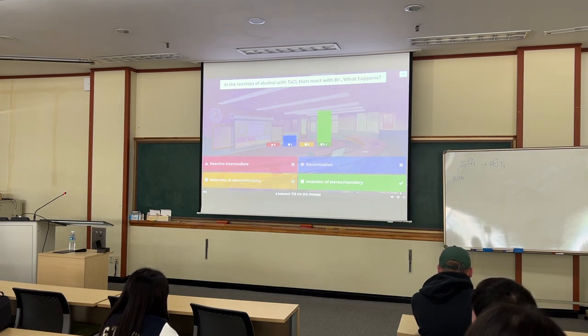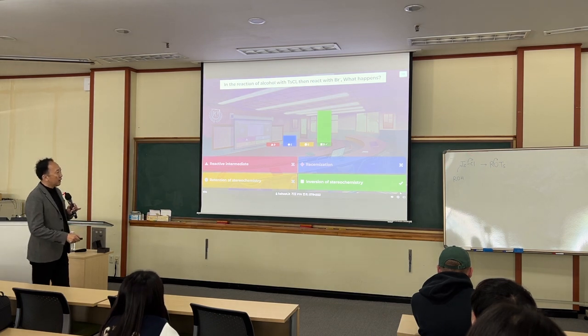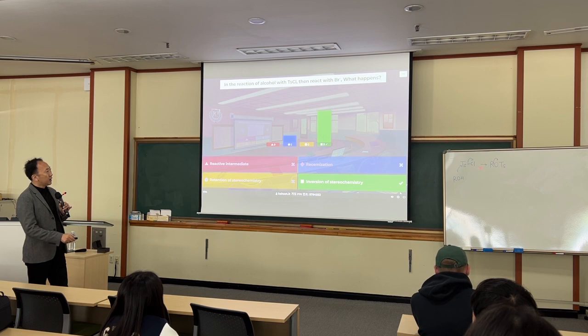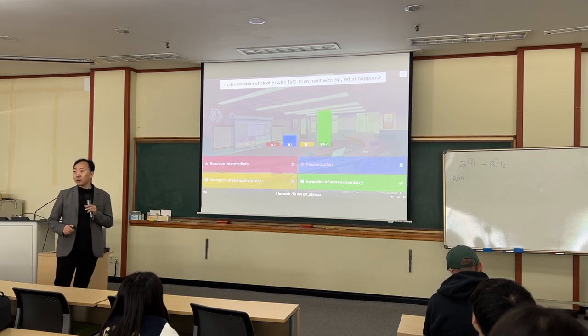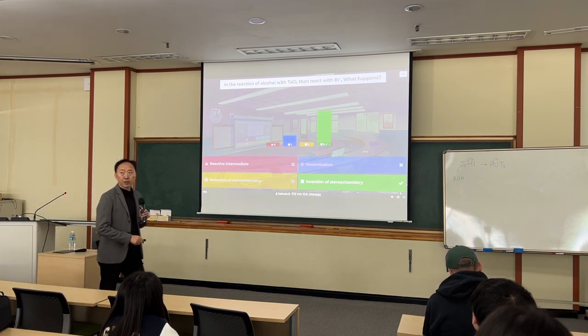Now you should have inversion. Okay? Now tosyl is formed, and then bromide comes back and attacks. You can isolate this intermediate and then add the nucleophile. Nucleophile comes here and attacks with this SN2 reaction. That's why inversion happens.